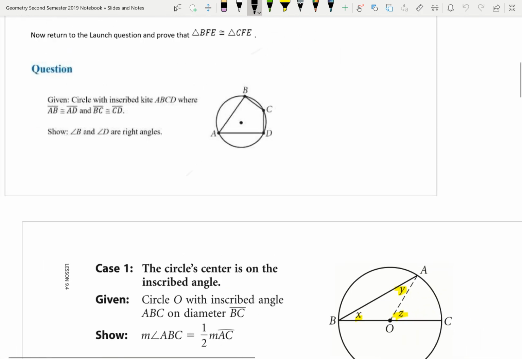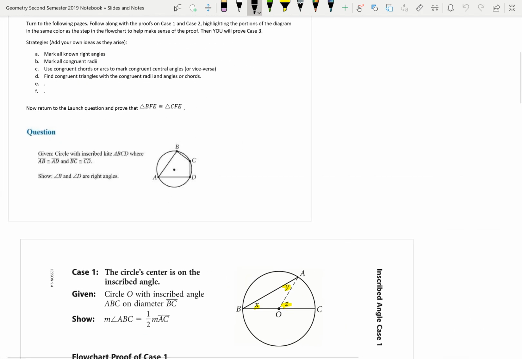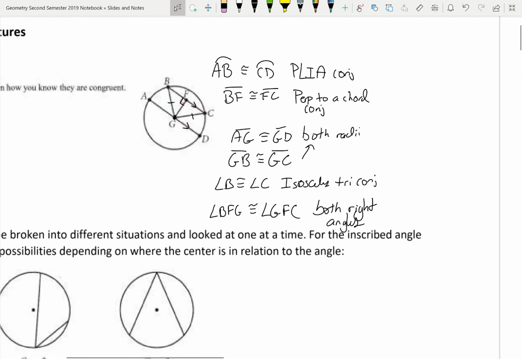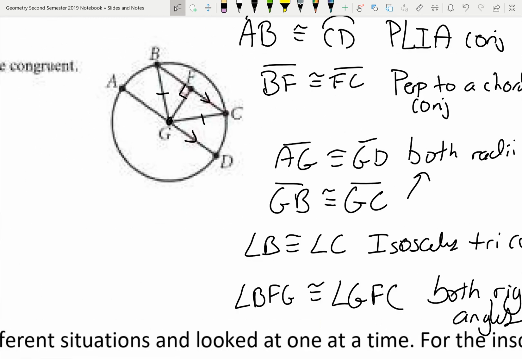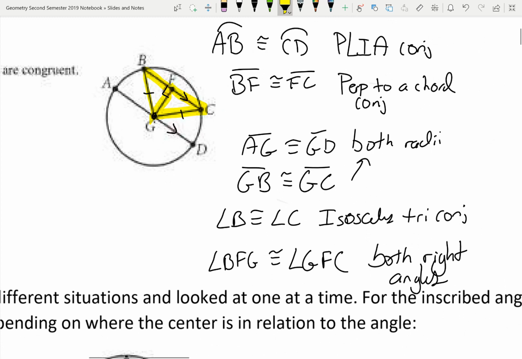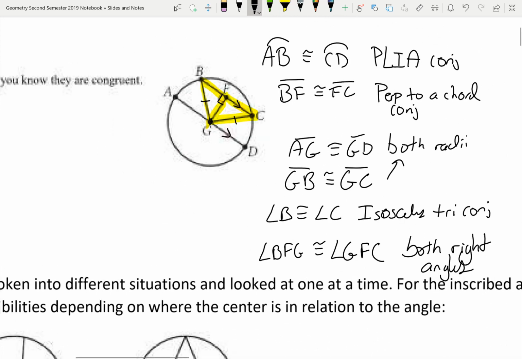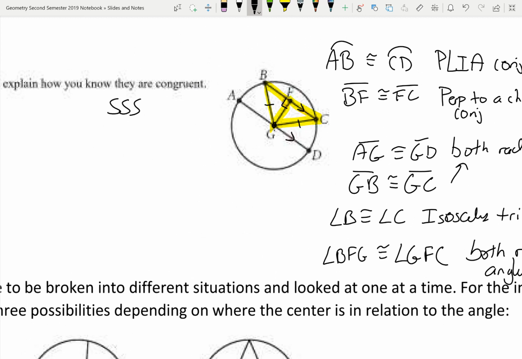So it says, now return to the launch and prove that triangle BFG is congruent to triangle CFG. So how do I prove that these are the same? Well, you have a whole bunch of conjectures such as side, side, side, or side, angle, side, angle, side, angle, or side, angle, angle. All of these here work.